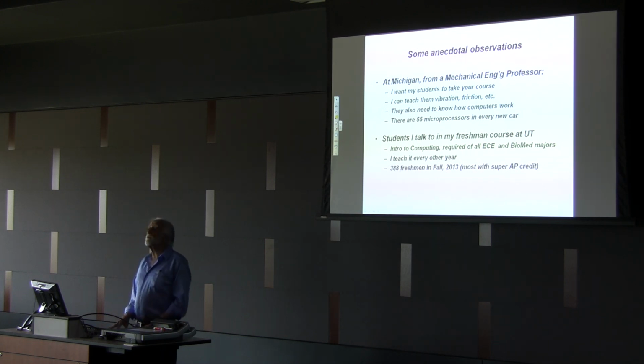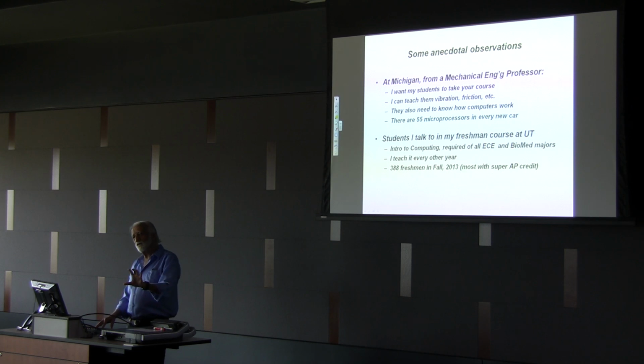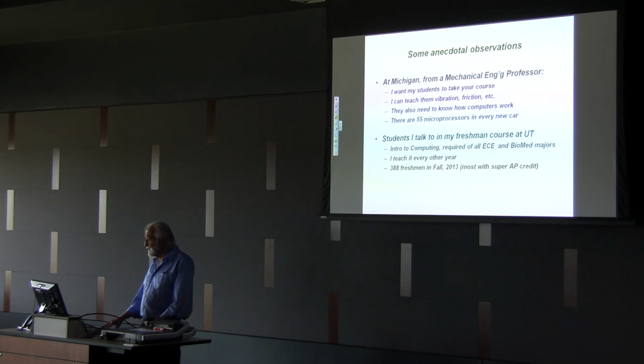One Mickey Mouse example: sensors that tell you that there's some car passing you on the left, so you don't drive into him or her. And then a stored program that takes that information and you get a yellow light that goes on in your rear view mirror telling you don't move to the left, because if you do, you're going to cause an accident. Just one simple, small example. Students I talked to in my freshman course at the University of Texas, Intro to Computing. Every other year I teach it, 400 students.